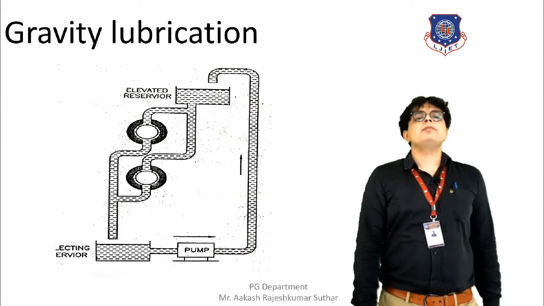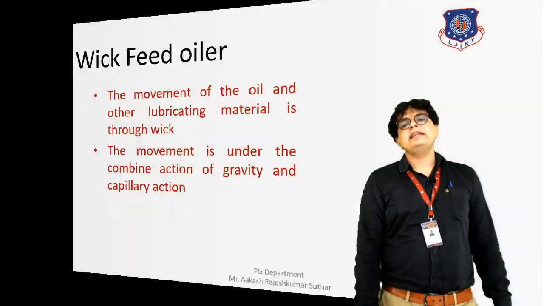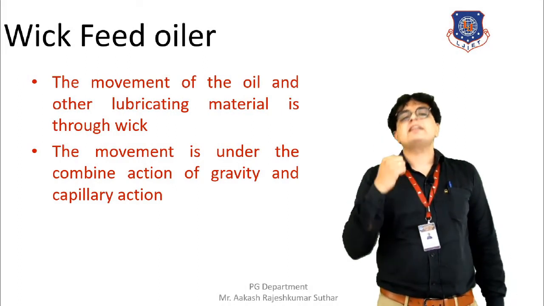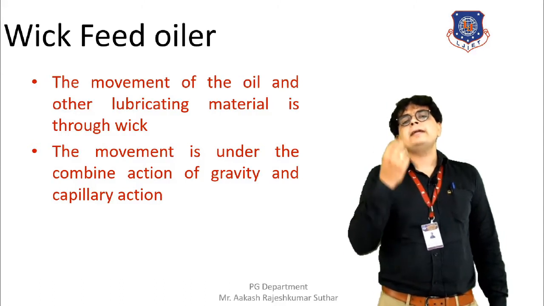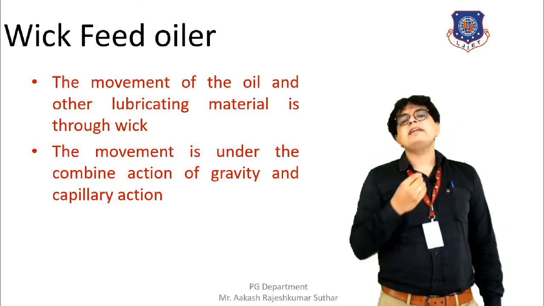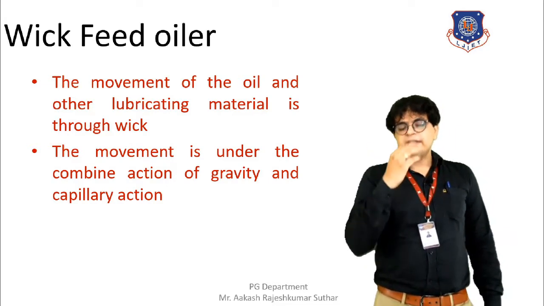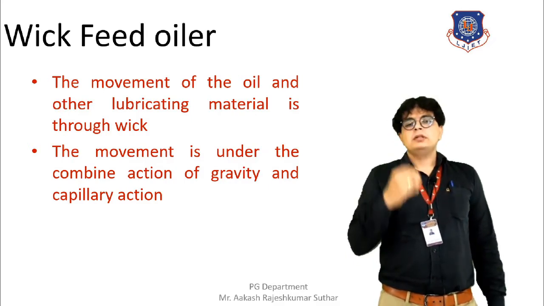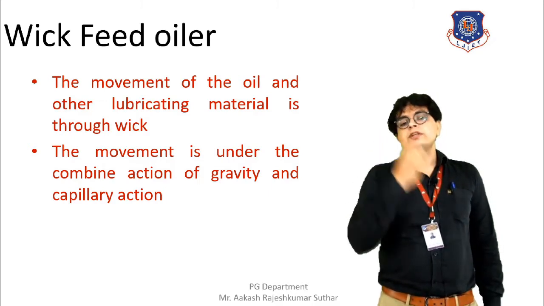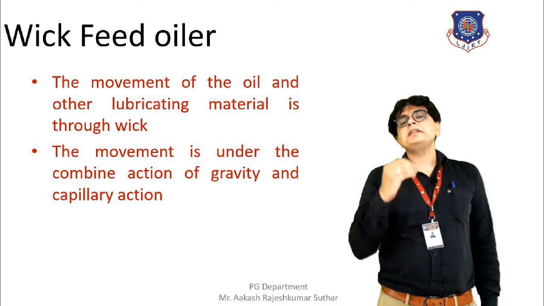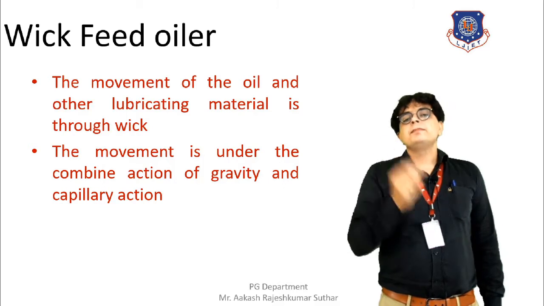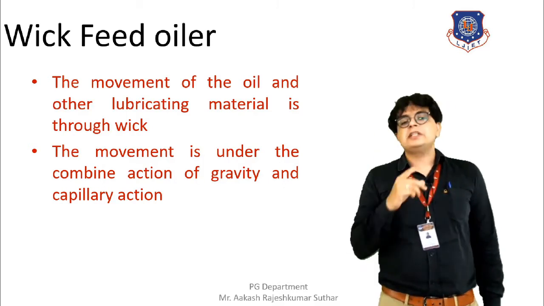Moving towards the next type of lubrication, that is the wick feed oiler. Here the name only suggests that we are using a wick. A wick is a thick cotton type material which is used for the application of the oil to the required destination. So it is like a cotton cloth. The first thing that comes to our mind is the moving of the moisture, or the moving of the material, and this will be under capillary action. In the wick, the lubricant proceeds with the help of capillary action.